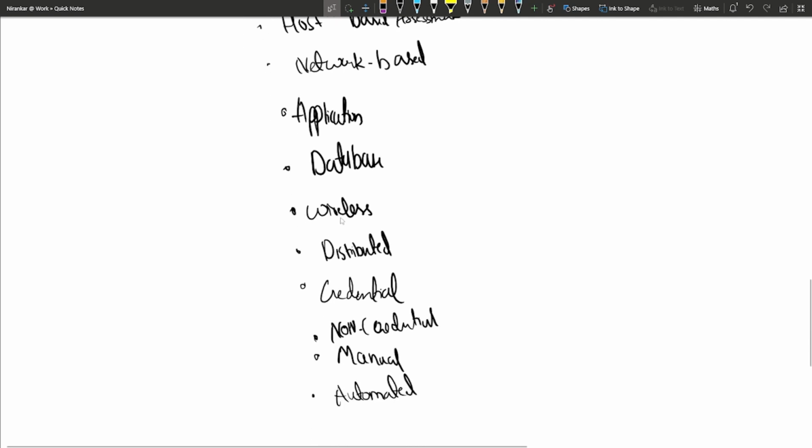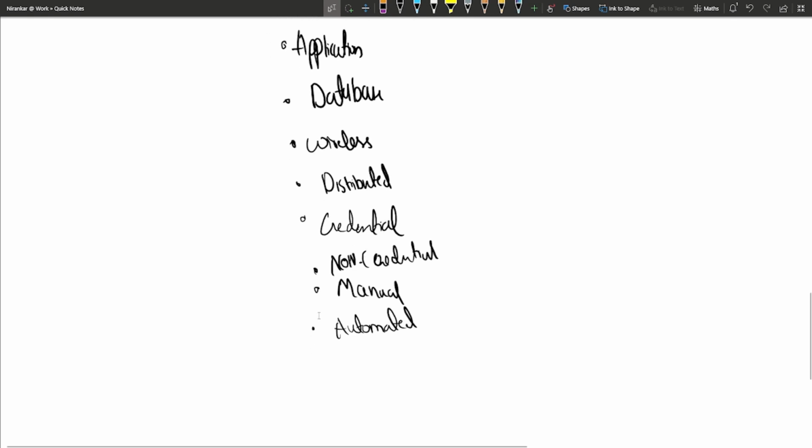And in wireless, we determine the vulnerabilities in the wireless network. In distributed, we assess the distributed organization assets such as client server applications. In credential, we assess the network by obtaining the credentials of all machines present in the network. In non-credential, we have to assess the network without any credentials of the assets present in the entire network.